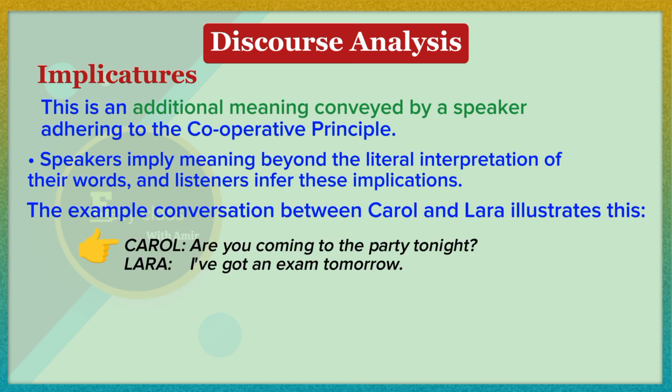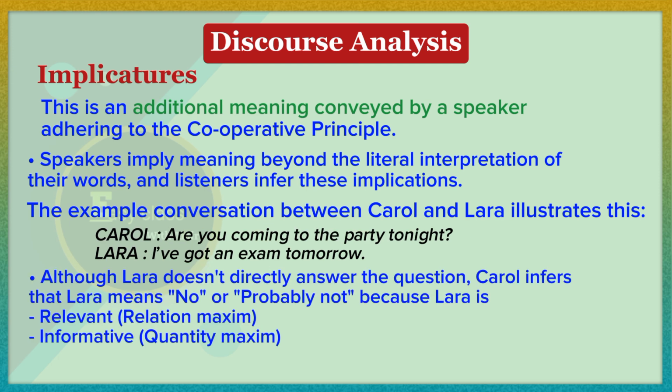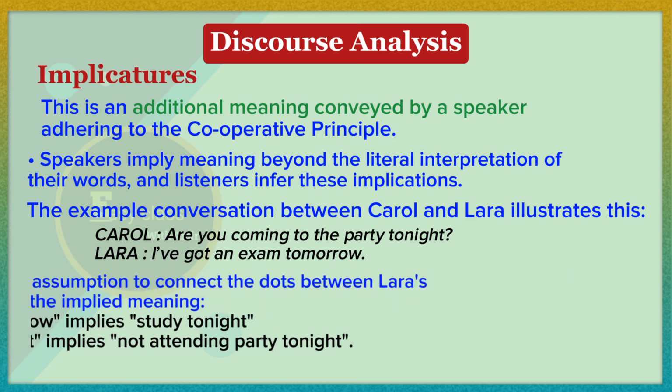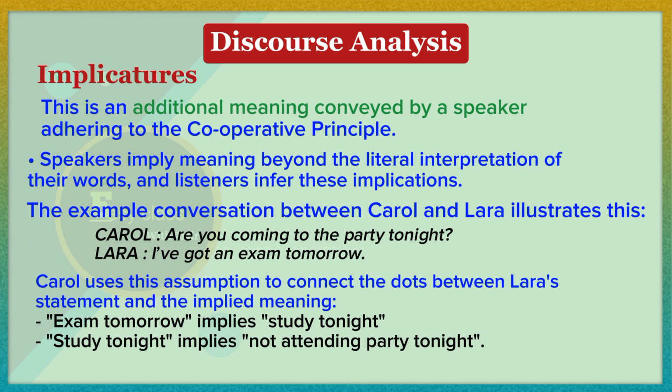Carol: You coming to the party tonight? Laura: Got an exam tomorrow. Although Laura doesn't directly answer the question, Carol infers that Laura means no, or probably not, because Laura is being relevant, relation maxim, and informative, quantity maxim. Carol uses this assumption to connect the dots between Laura's statement and the implied meaning. Exam tomorrow implies study tonight. Study tonight implies not attending party tonight. This additional conveyed meaning is called an implicature, which is a key aspect of cooperative conversation.